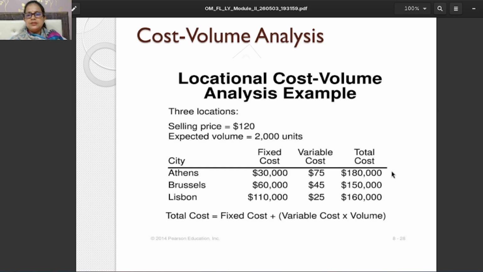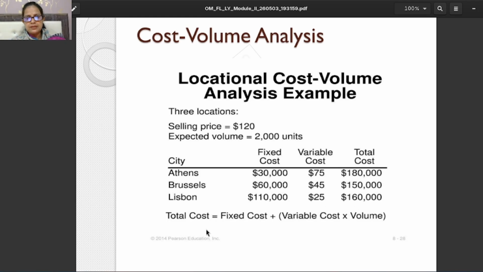We need to calculate the total cost. See, what is the expected volume of production? Production is 2000 units. If the expected volume is 2000 units, means we are going to produce 2000 units. So we need to calculate the total cost. This part will not be given in the question. Only the locations, the fixed cost, and the variable cost will be given in the question.